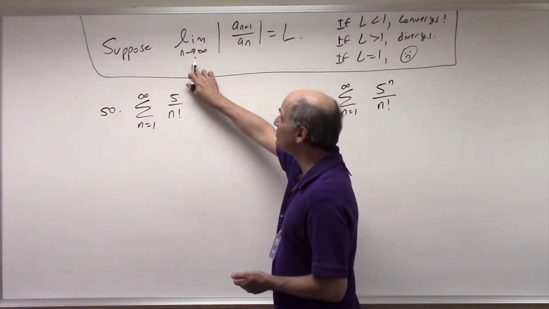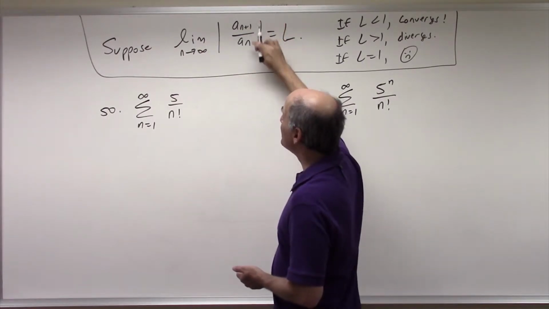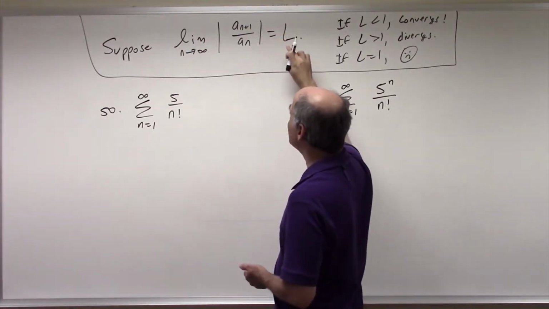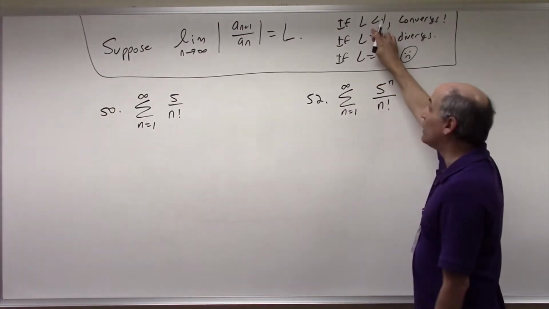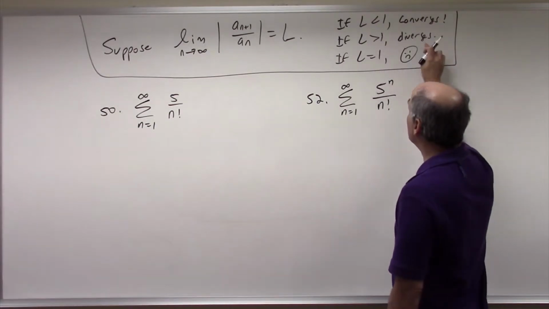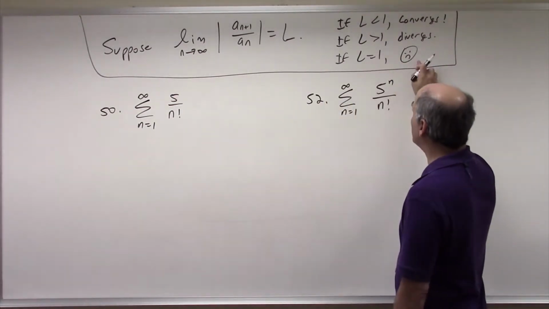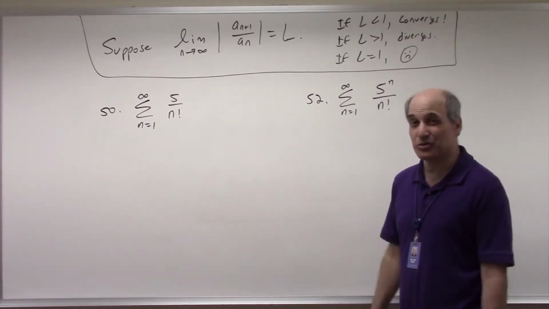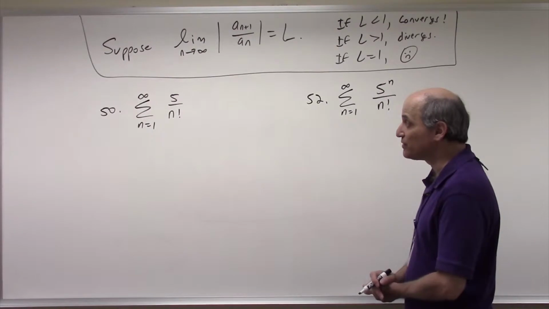Suppose the limit as n approaches infinity of the absolute value of a sub n plus 1 over a sub n is some number L. Well, if L is less than 1, we know that series converges. If L is greater than 1, we know that series diverges. And if L equals 1, we have a sad face because we can't use the ratio test. We'll have to use some other technique to answer our question.